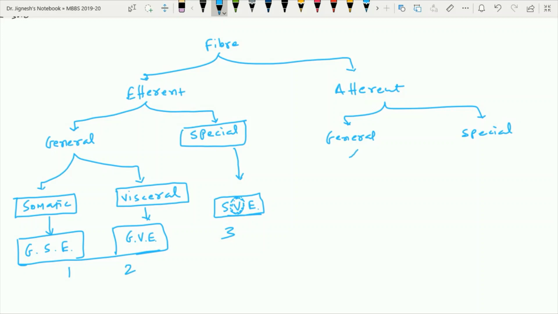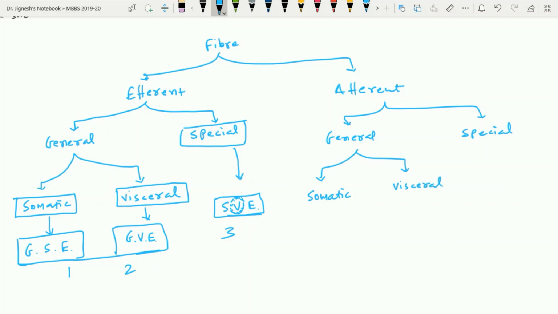This general category fiber of any cranial nerve or spinal nerve may provide the nerve supply to the skin or the joint or the somatic part of the body, and that's why this fiber is called the somatic fiber, while some fibers will reach up to the viscera to carry the sensation from the viscera of the body, and these fibers are called the visceral fibers.